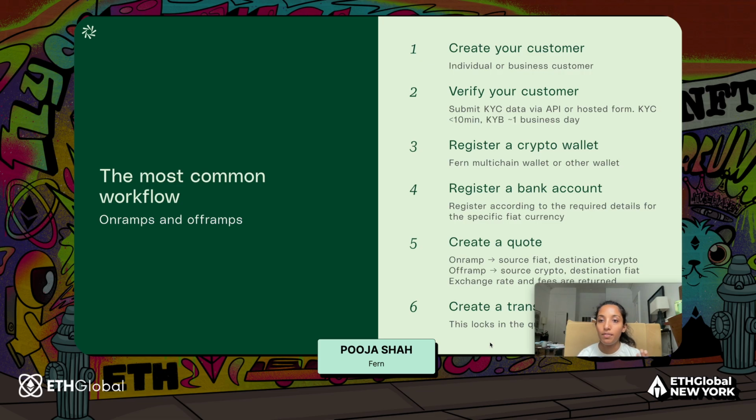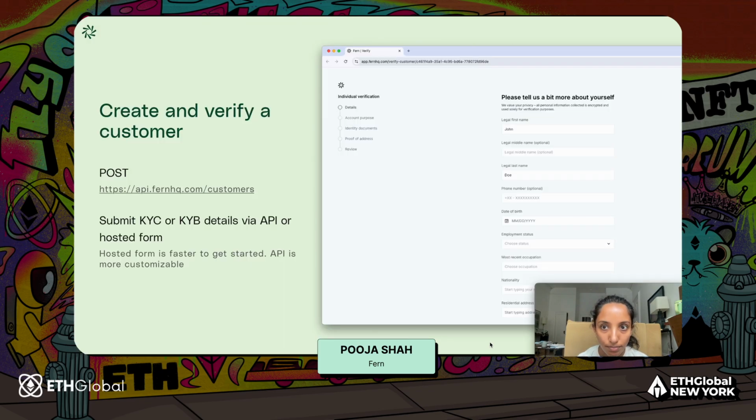And once you have a crypto wallet and a bank account, depending on whether you're interested in doing an on or an off ramp, one of these accounts will be the source payment account, one will be the destination payment account. So you can use these payment accounts to then create a quote. And once the quote looks good, you can create a transaction. So we'll walk through each of these steps really quickly and what they look like in the API.